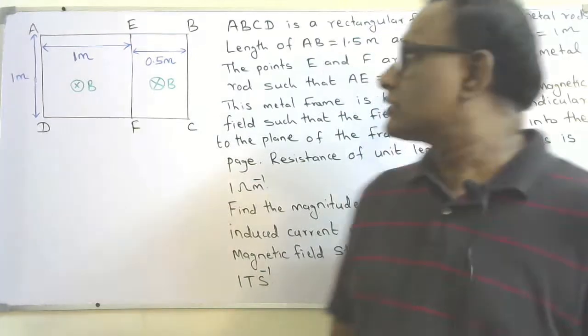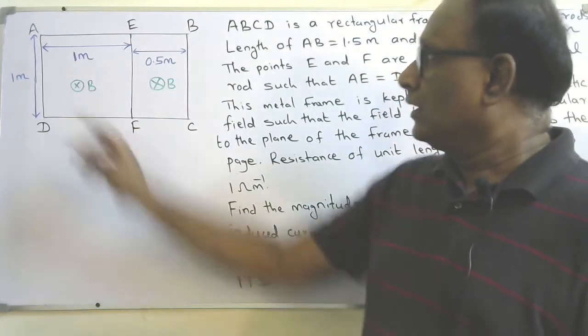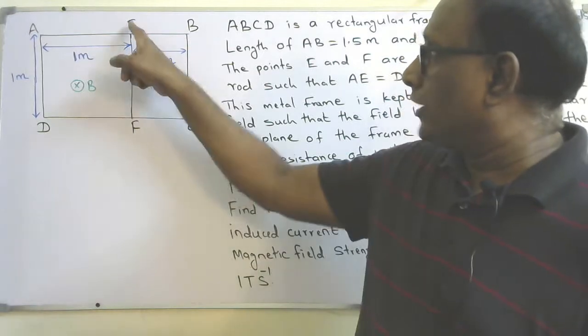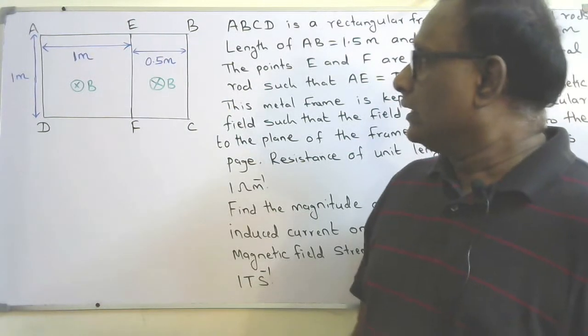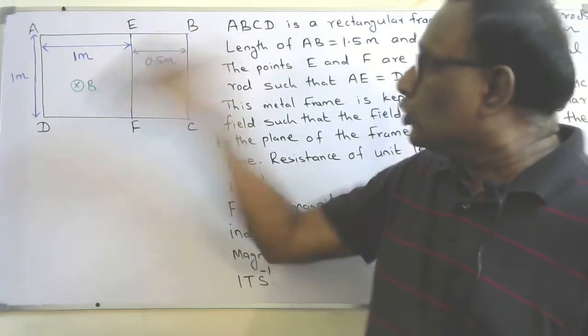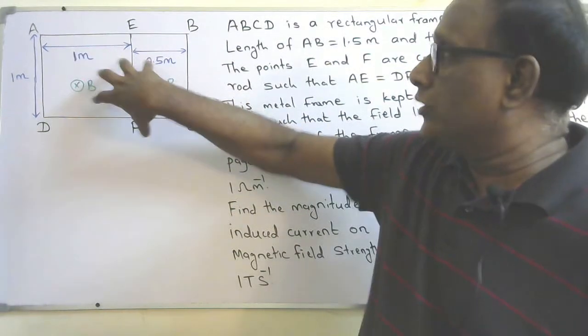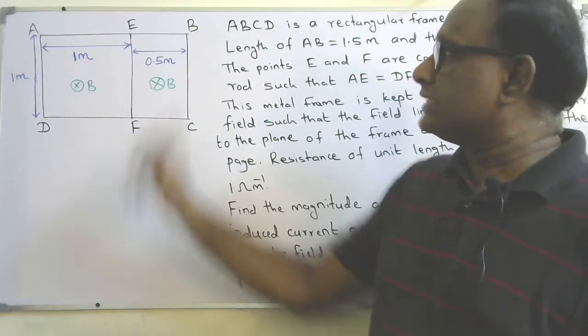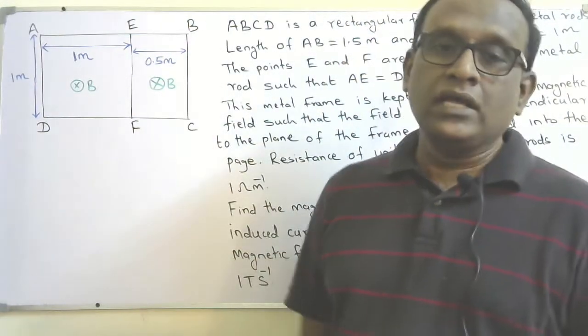According to this question, ABCD is a rectangular metal frame made of metal rods. The points E and F are connected by another rod that is also metal. This metal frame is kept in a uniform magnetic field which is directed into the board, or into the page, such that the field lines are perpendicular to the plane ABCD.